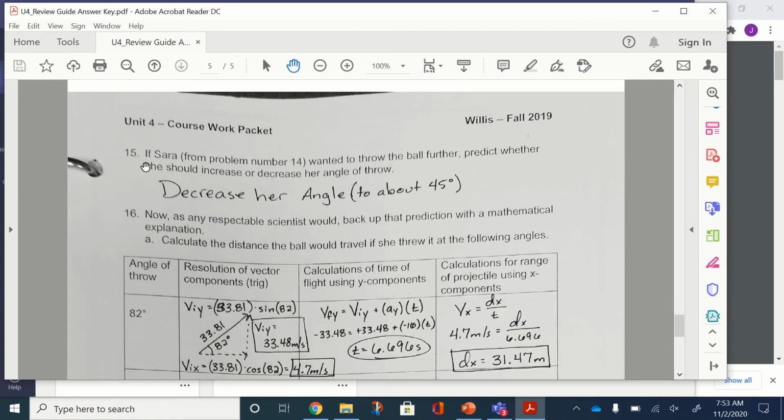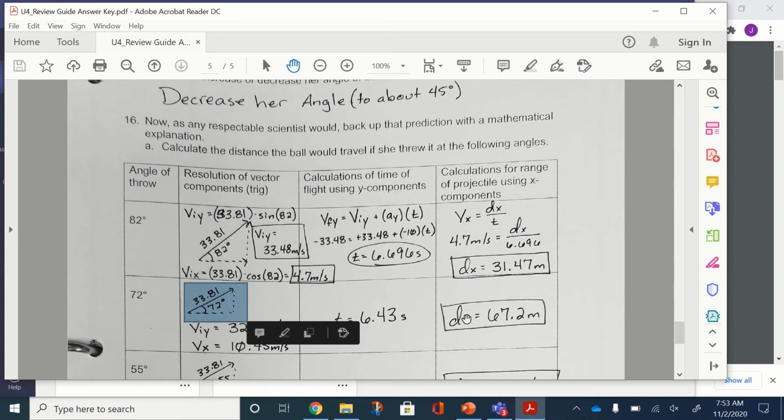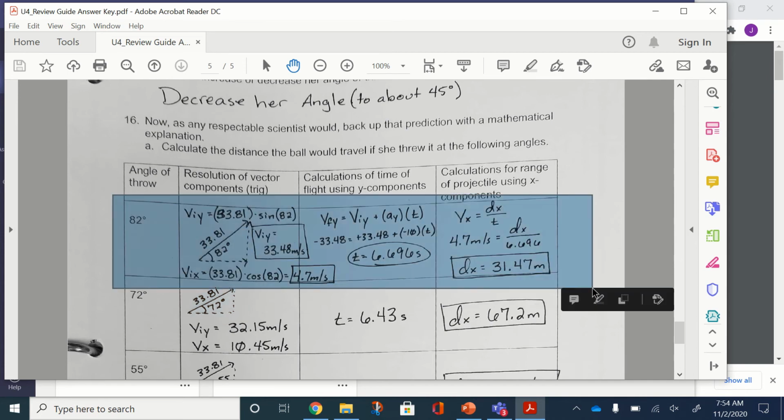In number 15, this one conceptually is important, but this is what your gizmo should show you and what number 16 shows you as well. So for number 16, just like I had talked about in class, we're going to use the 33.81 that you should have found in number 14. And you're just going to use it at various angles. So you'll see number 1, or this first one, at 82 degrees. I did all of the work for all of the steps, right?